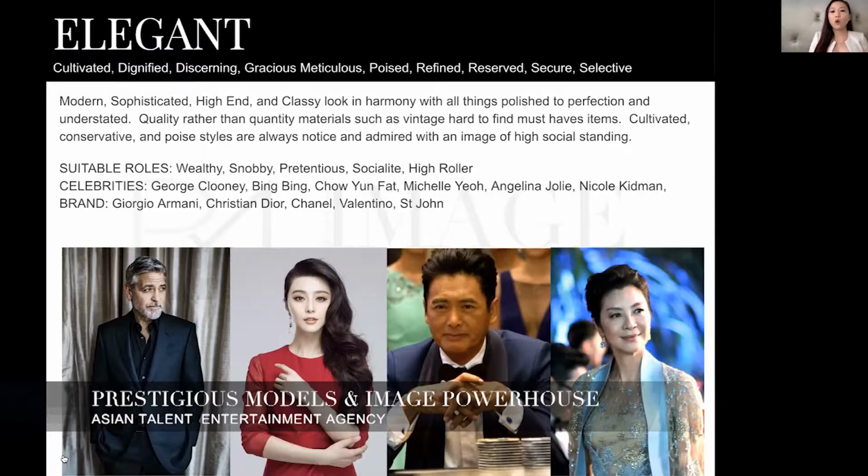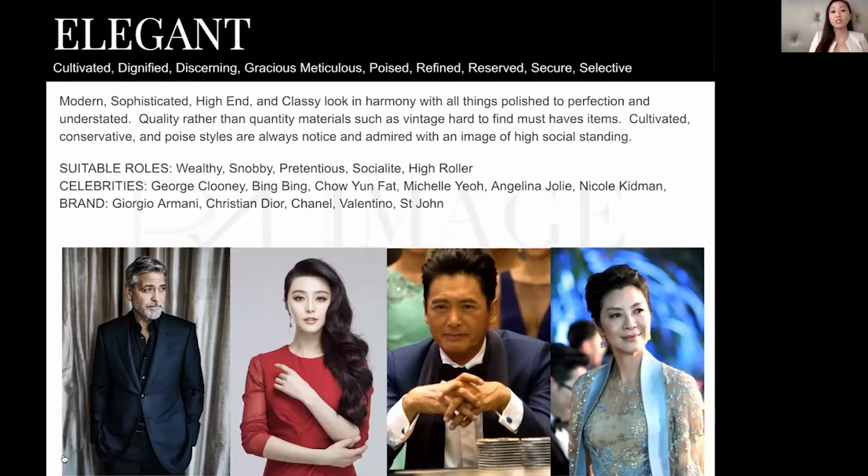Suitable roles: wealthy, snobby, pretentious, socialite, and high rollers. Our celebrities: George Clooney, Bing Bing, Chow Yun Fat, Michelle Yeoh, Angelina Jolie, and Nicole Kidman.